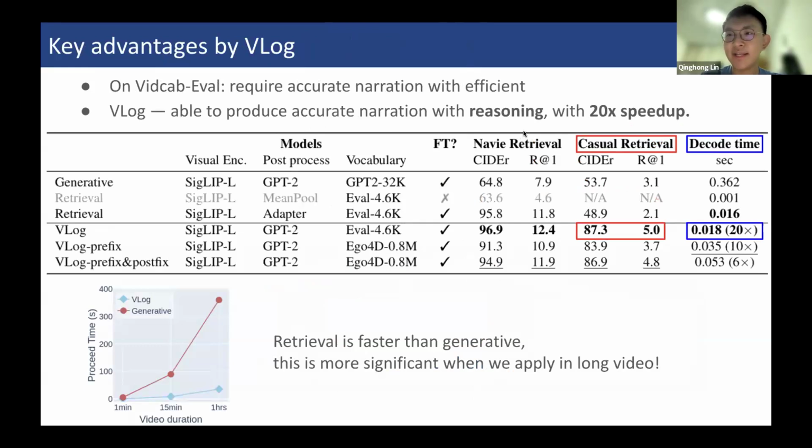And now let me highlight the key advantage of our VLog. In this development set, it required the model to produce accurate narration as well as being fast. Our VLog is able to produce accurate narration in both settings, in naive retrieval as well as causal retrieval. This result is comparable with the retrieval methods as well as the generative models. And more importantly, it can maintain the fast inference time compared with the retrieval-only methods. And it can achieve 20 times speedup compared with the generative method, which performs token-by-token generation. And this is more significant when we apply it to longer videos.